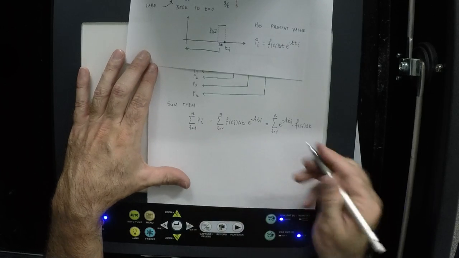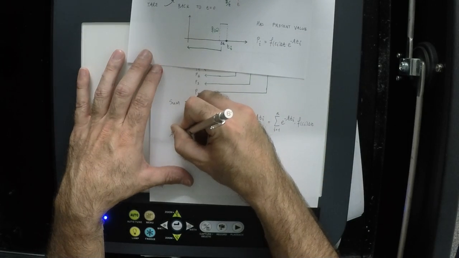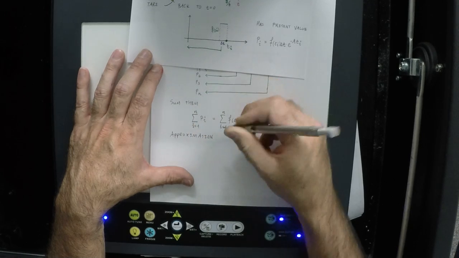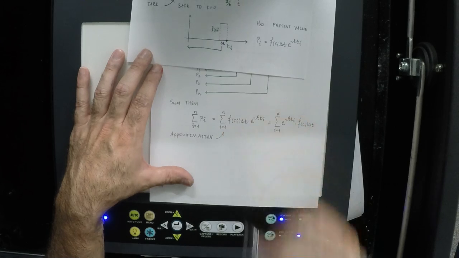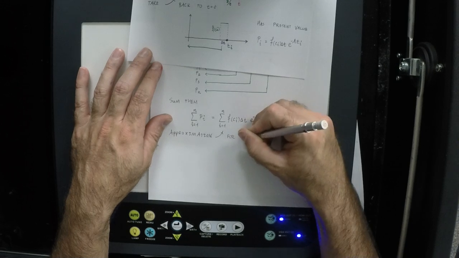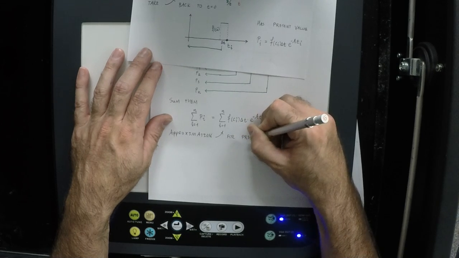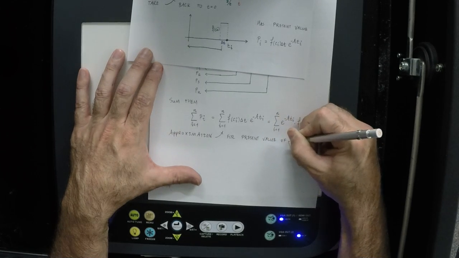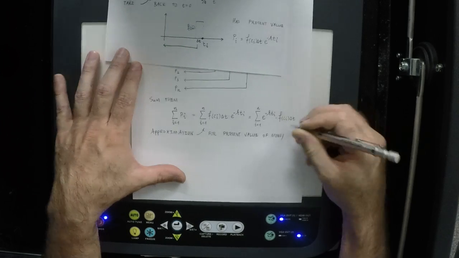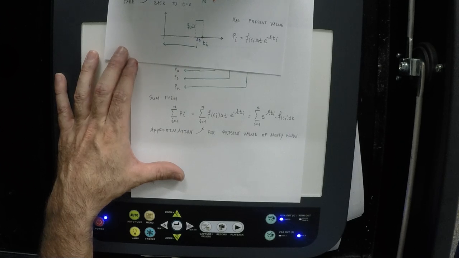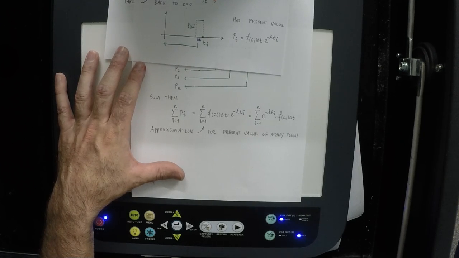So this is an approximation for the present value of the money flow. It's just an approximation because it's telling you what it would be if you were to break the money flow, say, into 12 rectangles. You know, one for every month.